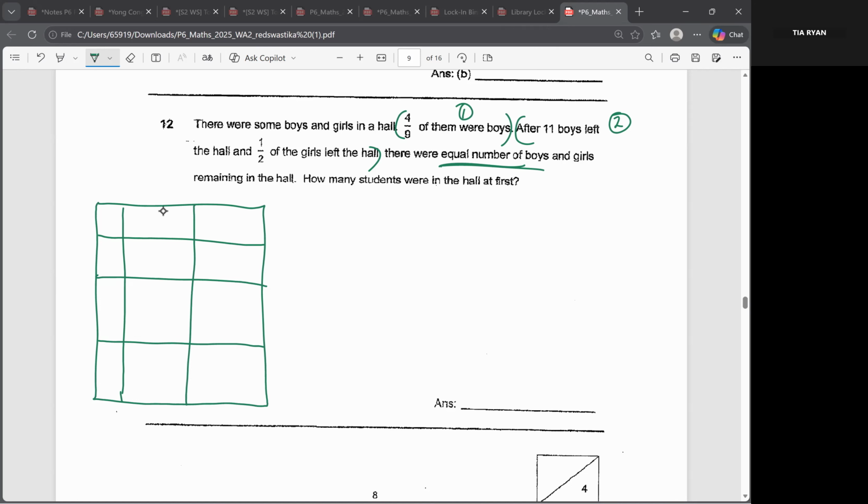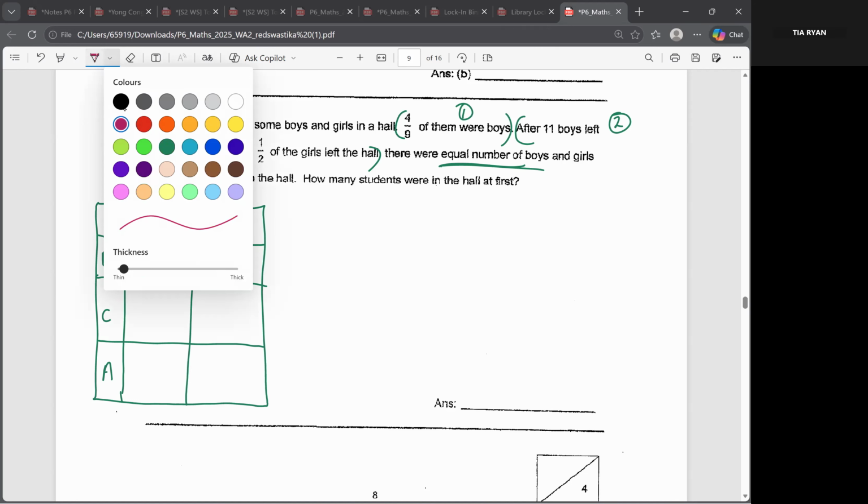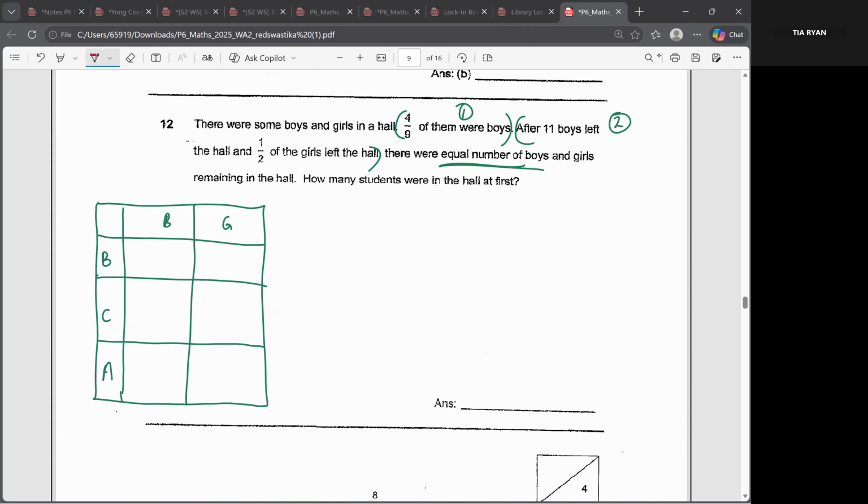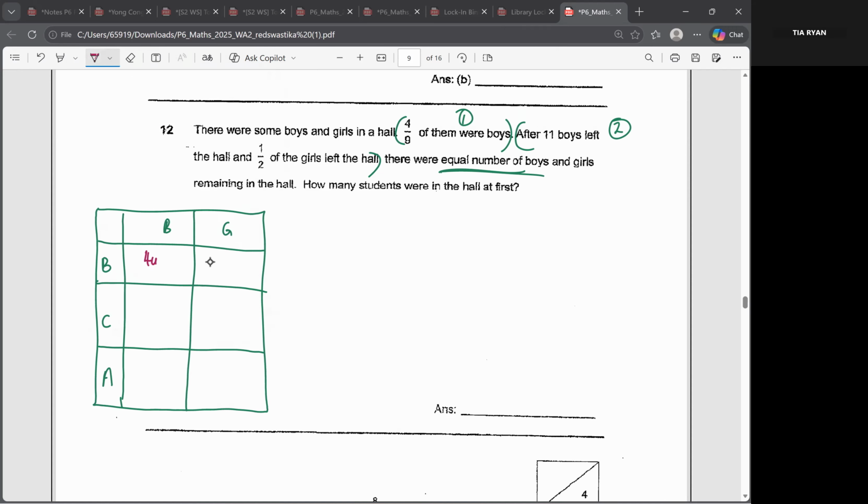Table. This is boys, girls. This is before, change, after. Agree? So what did I do? My before: what is my before? Tell me. Before, the boys was 4U and the girls was 5U. Agree or disagree? 11 boys left, so minus 11.